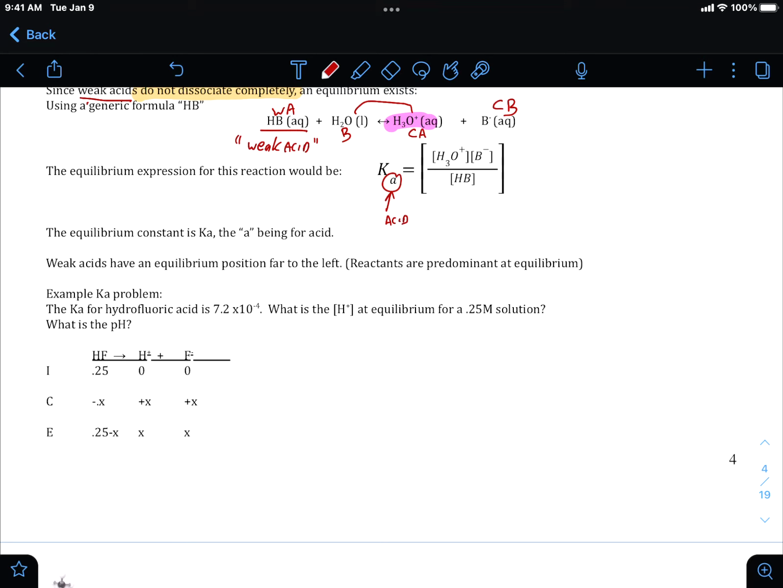So just jumping right in, if we have a Ka that is given to us for hydrofluoric acid, HF, and they want to know what's the H plus at equilibrium for a 0.25 molar solution. Now, the concentration that they give you in these problems is always the initial concentration, and the goal is always to figure out what the concentration of H plus is at equilibrium. Meaning here.